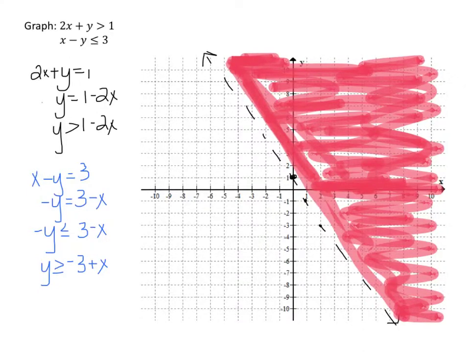Now I'll graph the line that's blue. My y-intercept is -3. My slope is 1, so that means we travel up 1 over 1, up 1 over 1. And because this is y is greater than or equal to, the line can be solid. So a solid line, and then again I shade above this.